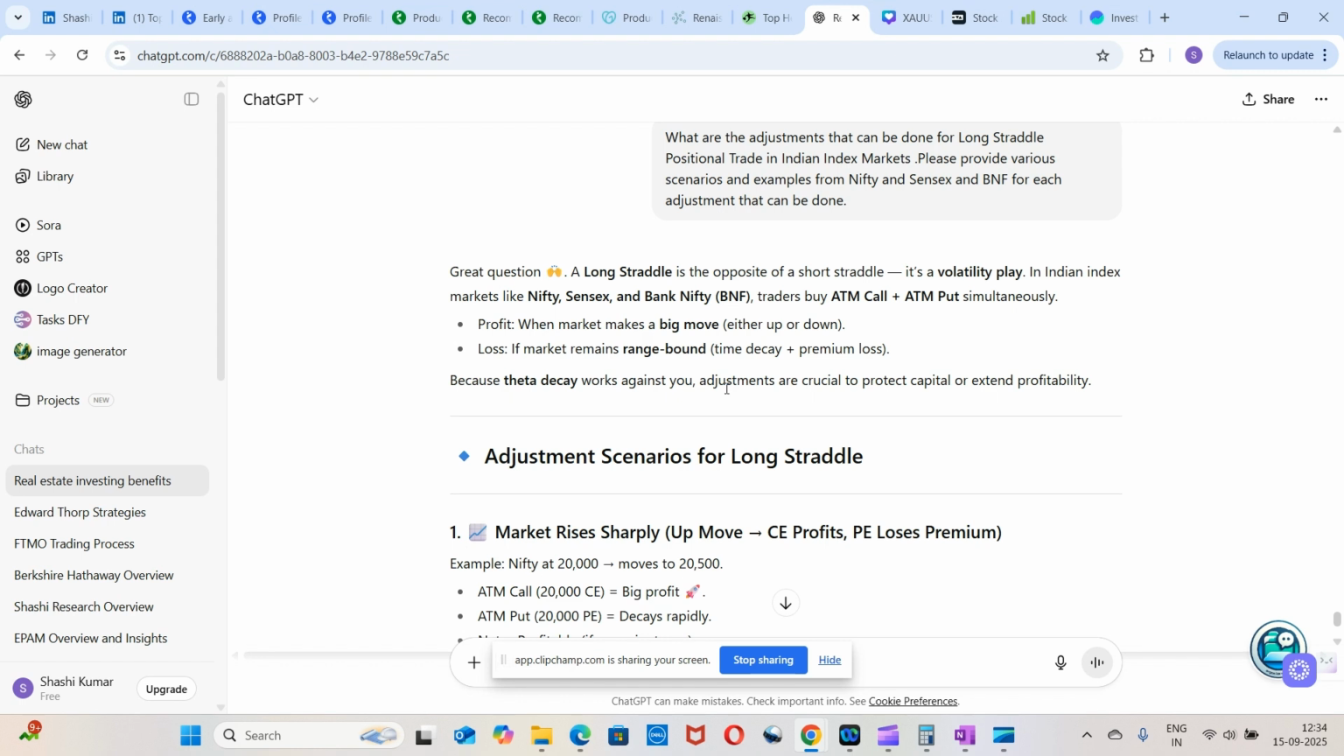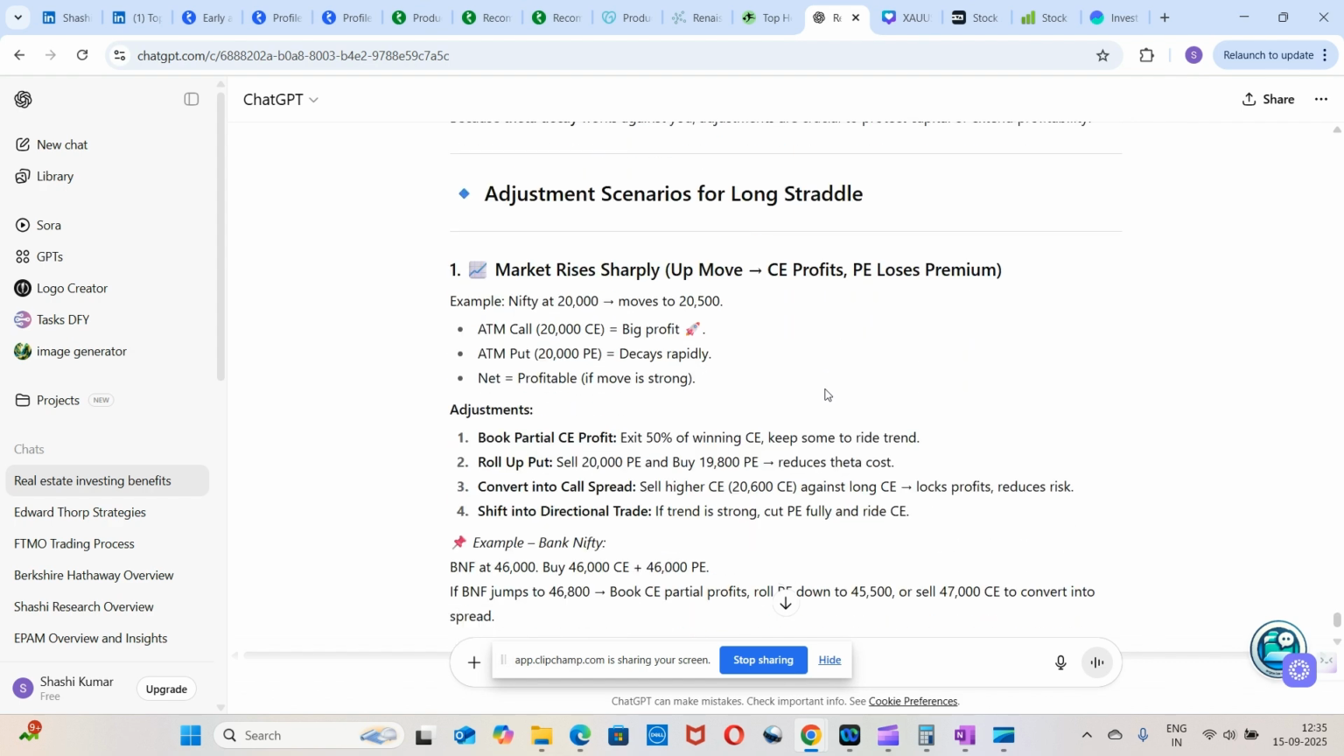So that's when we need to do adjustments. When the market becomes range bound, we need to do adjustments. Let's see different adjustment scenarios for the long straddle. Market rises sharply, so there is a huge up move. Here you will buy an ATM CE as well as an ATM PE. That's what you will do.